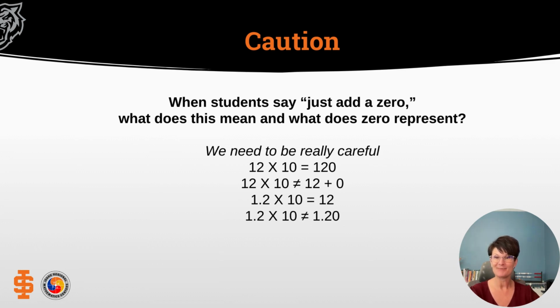A common misconception in later years is that we'll see students compute 1 and 2 tenths times 10 as 1 and 20 hundredths, adding a 0. It always worked with whole numbers, but this faulty reasoning will break down when operating with decimals.